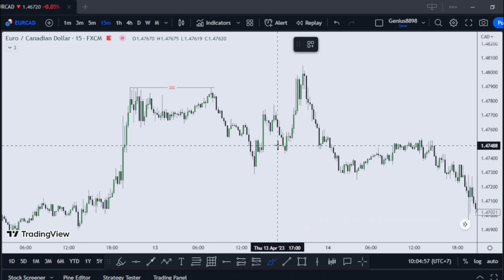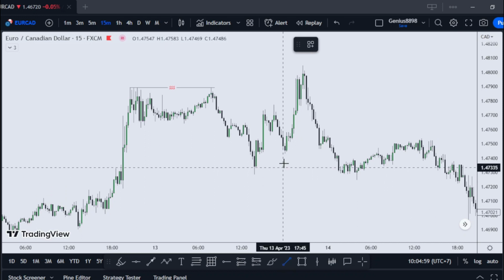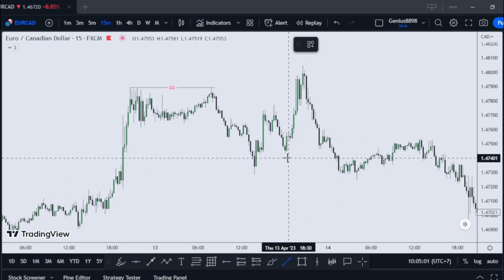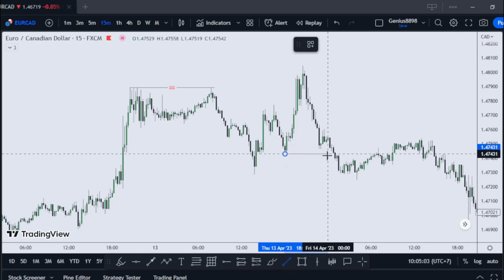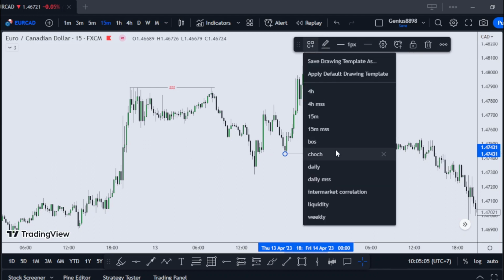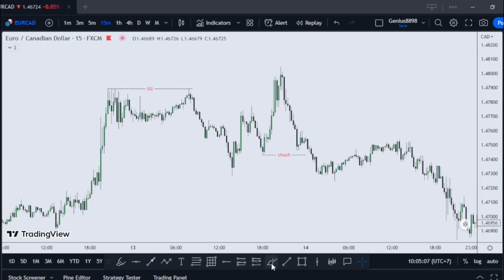And when this happens, what do we want to see? We want to see the low that created that high taken out, which is this low right here. And as you can see, it does exactly that, right? Price comes down and takes out this low, and it's creating what? A change of character, right?